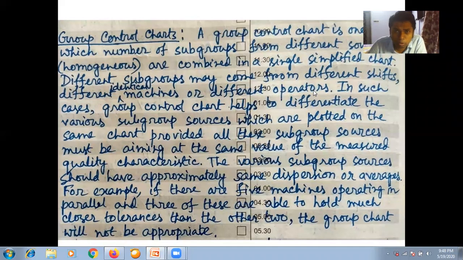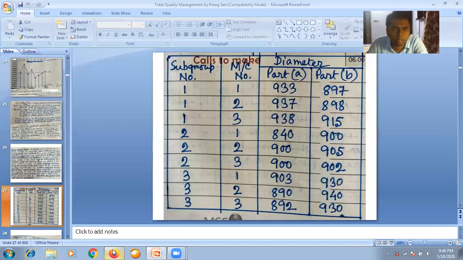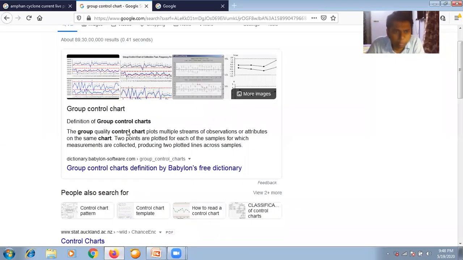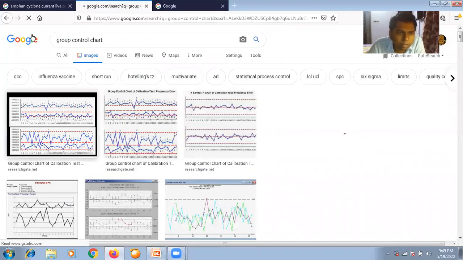Now I will talk about group control charts. You can take a look at the definition of a group control chart here. The group quality control chart plots multiple streams of observations or attributes on the same chart. Two points are plotted for each of the samples for which measurements are collected, producing two plotted lines across samples.